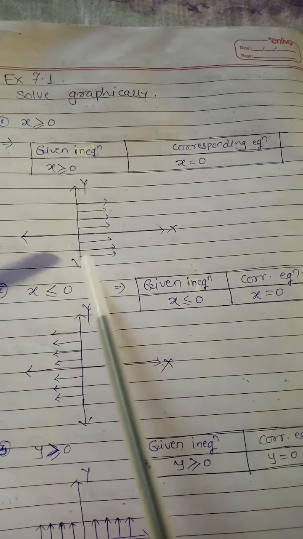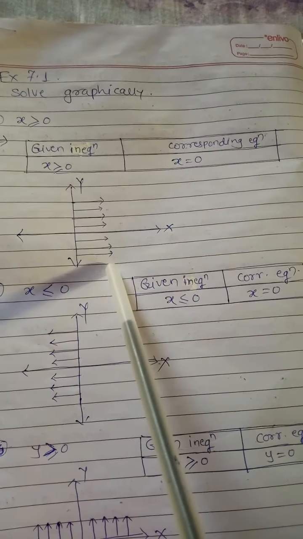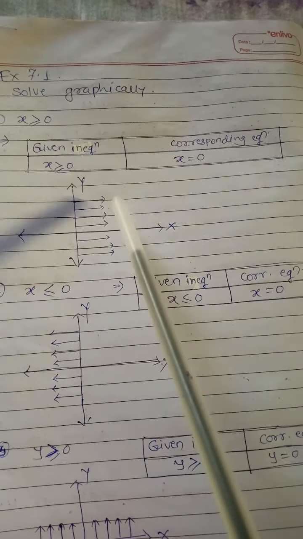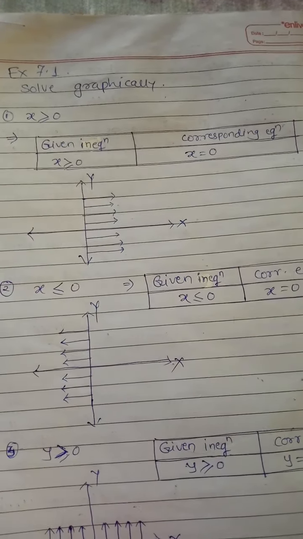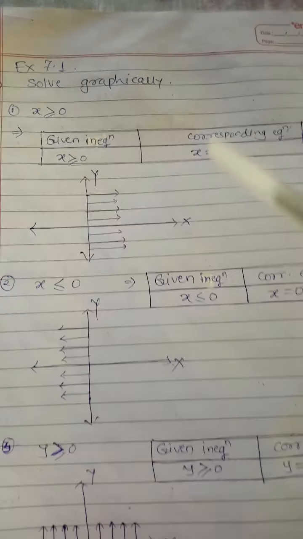You can draw in, so 3 lines if you draw on the upper side, then you have to also draw the 3 lines on the lower side. So equal parts you have to show. So this is the figure which shows that x is greater than equals to 0.